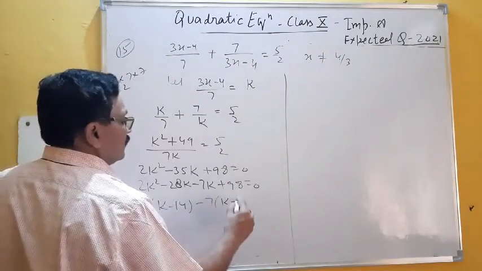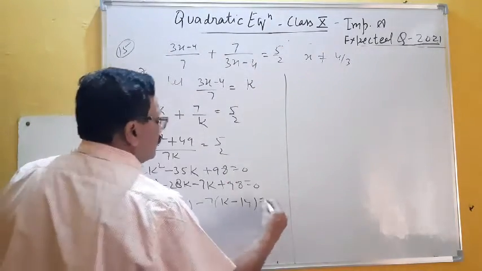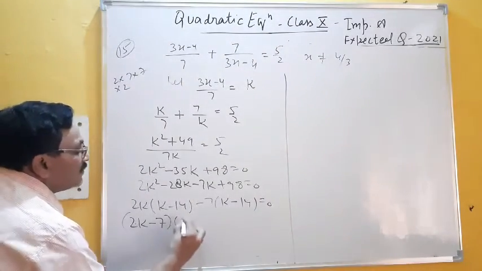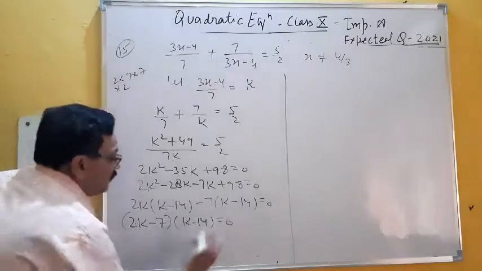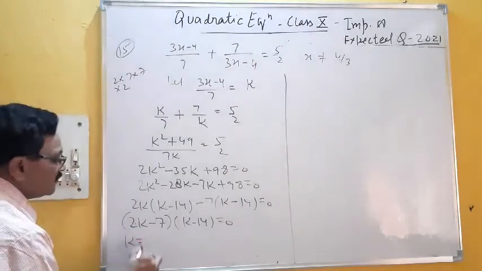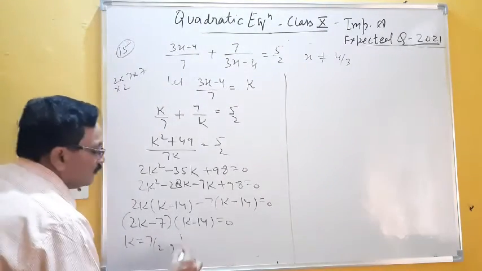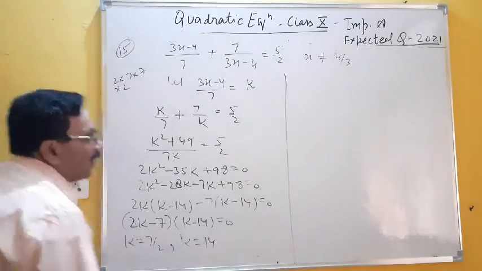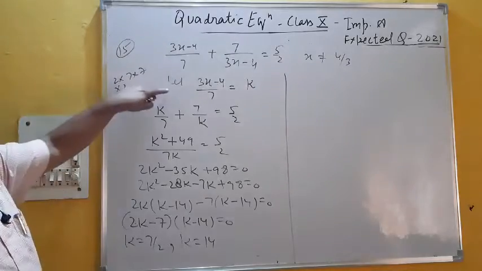Then 2k common, k minus 14, minus 7 common, k minus 14 equal to 0. So now you have 2k minus 7, k minus 14 equal to 0. You have two answers: k is equal to 7 upon 2 and k is equal to 14. And now you can substitute this value here.